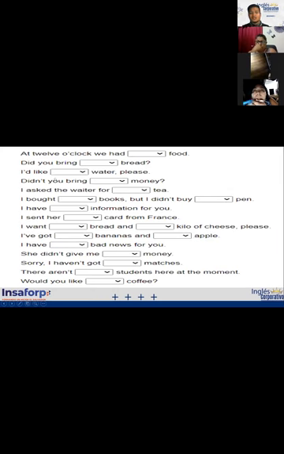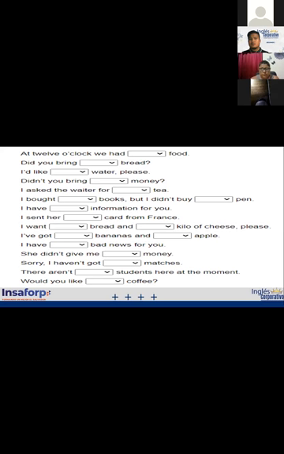So these ones, guys, we are not going to complete all of this. We're going to do just two or three examples because of the time. But let me see, any volunteer that would like to help me with number one? Volunteer? No volunteer? Lizeth, go ahead. At 12 o'clock, we have a food. Tenemos una comida. Does it make sense?